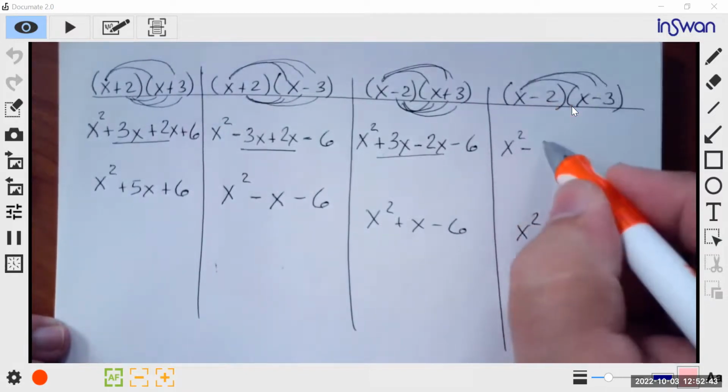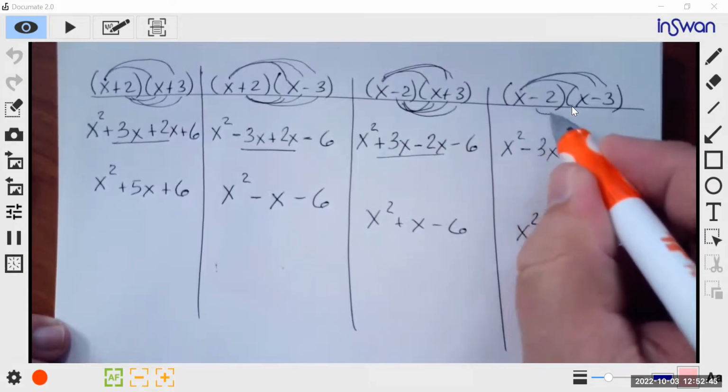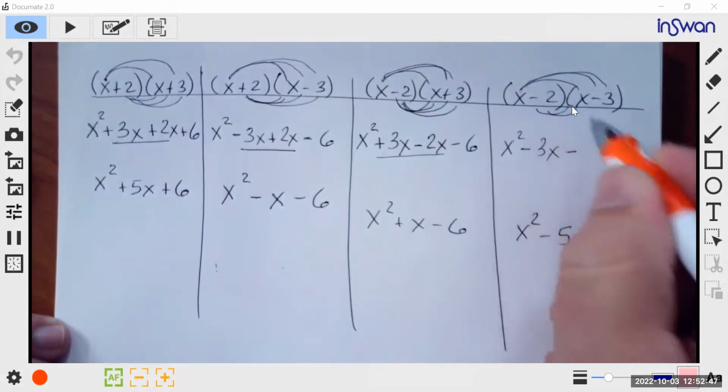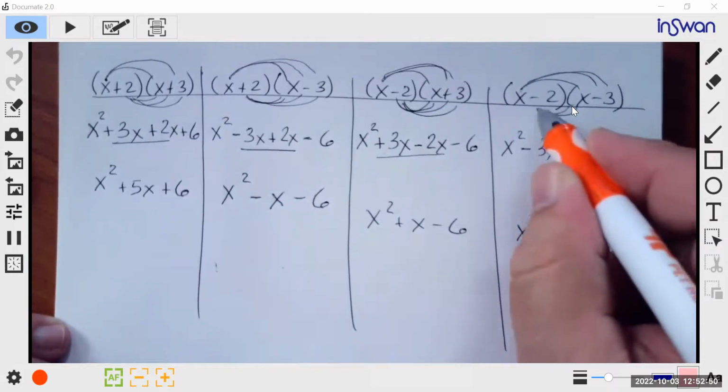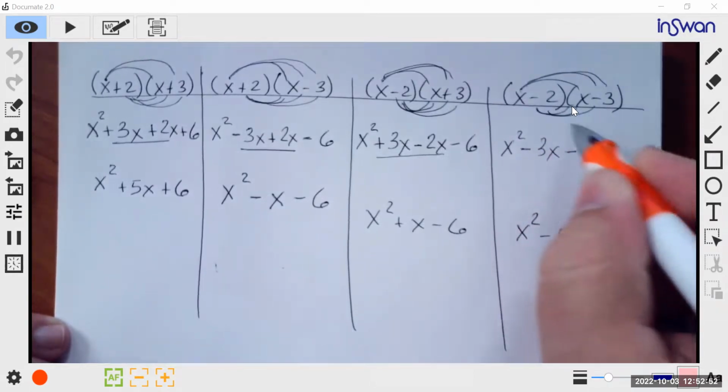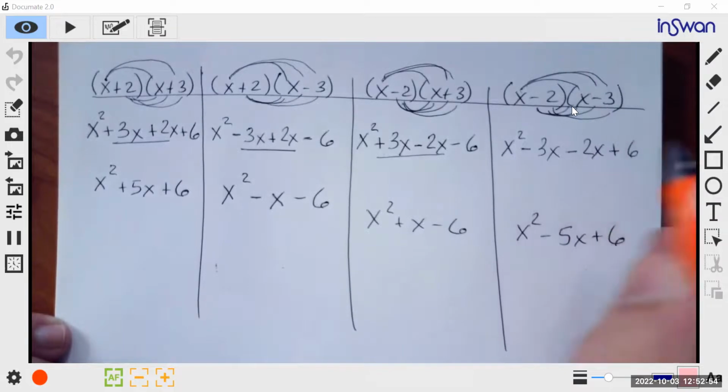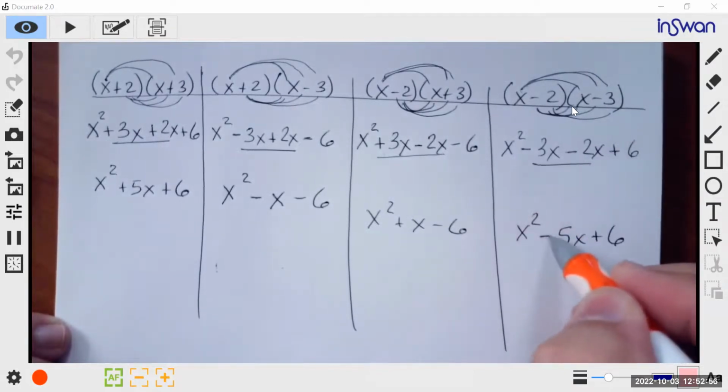Minus 3x minus 2x, negative and negative is a positive. 2 times 3 is 6. They're both negative, so you add them.